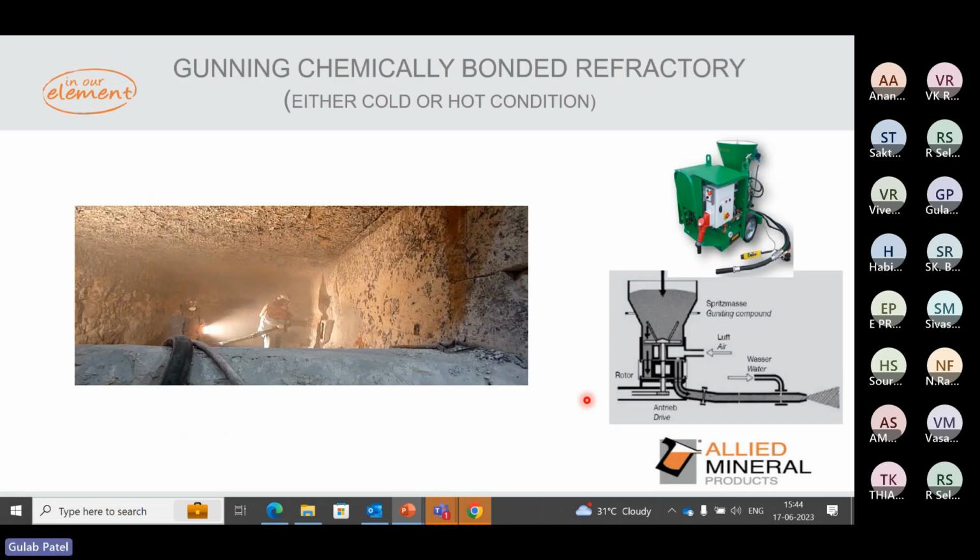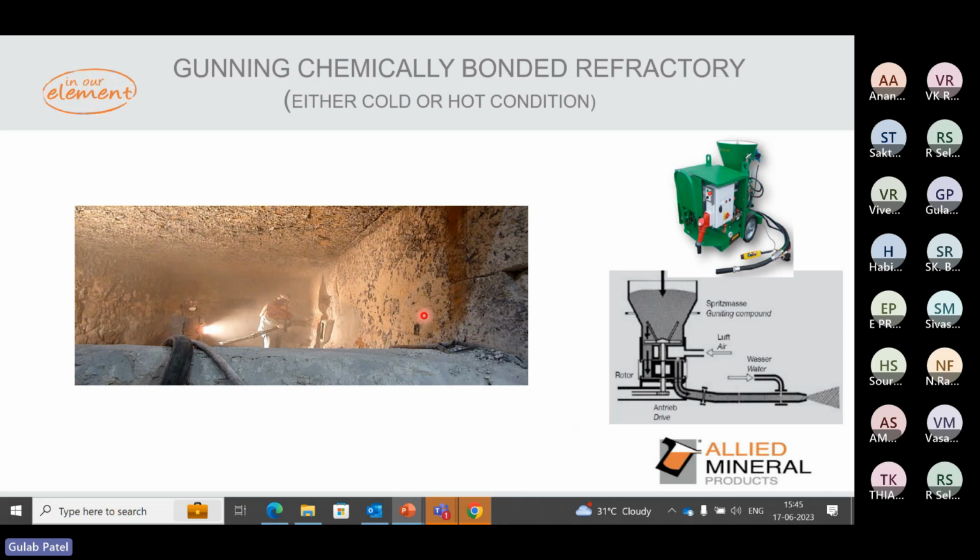So this is one of the important developments we are going to have in the Indian market, like the gunning chemical bonded refractory. Basically, this is best when you need very frequent repair in the furnaces or anywhere, because by this you can see there is no former, no mixer, no soldering and all those things. You just have to clean the lining surface, and with this gunning system you just gun the refractory over the old lining wall.